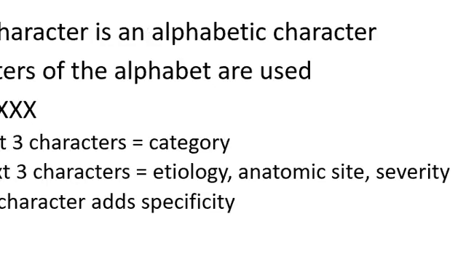The first character of an ICD-10 code is always an alphabetic code. All letters in the alphabet are used. So they give you an example here, XXX.XXXX. The first 3 characters are the category, and the next 3 represent the etiology, the anatomical site, the severity, and the 7th character adds specificity.